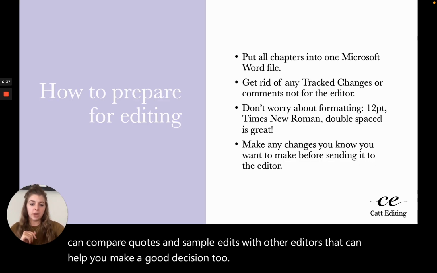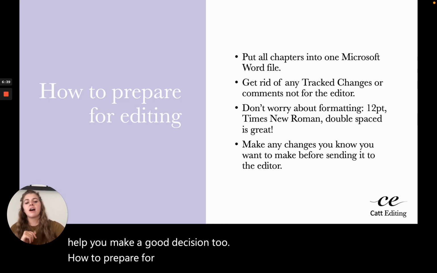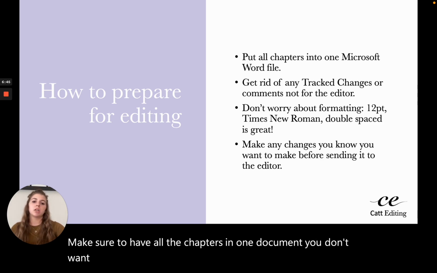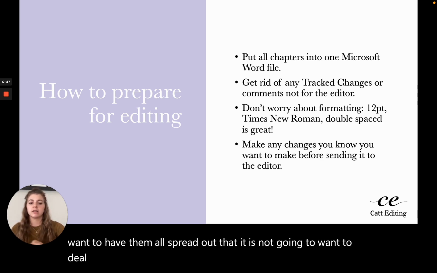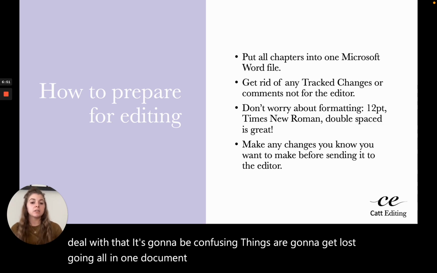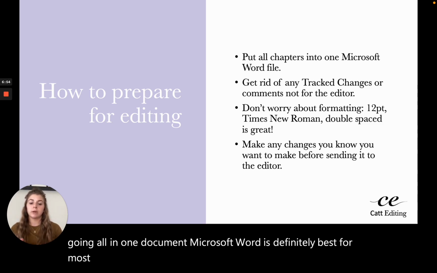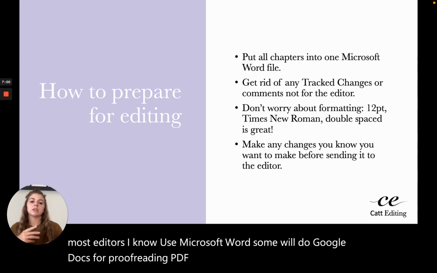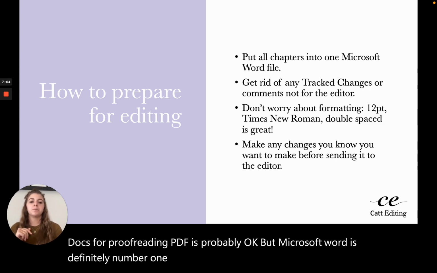How to prepare for editing. Make sure to have all the chapters in one document. You don't want to have them all spread out. The editor's not going to want to deal with that. It's going to be confusing, and things are going to get lost. Get it all into one document. Microsoft Word is definitely best for most editors. I know I use Microsoft Word. Some will do Google Docs. For proofreading, PDF is probably okay, but Microsoft Word is definitely number one, best if possible.